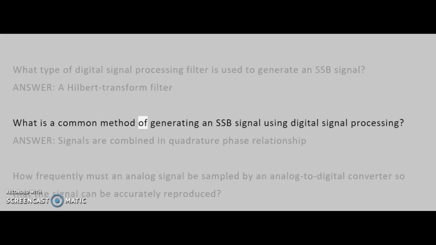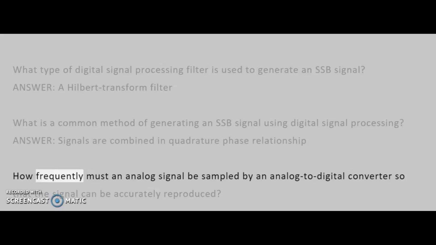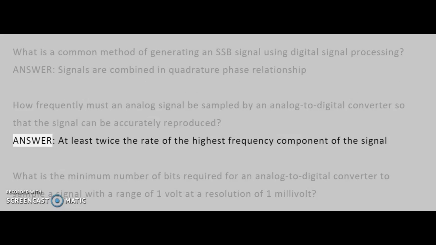What is a common method of generating an SSB signal using digital signal processing? Answer: signals are combined in quadrature phase relationship. How frequently must an analog signal be sampled by an analog-to-digital converter so that the signal can be accurately reproduced? Answer: at least twice the rate of the highest frequency component of the signal.